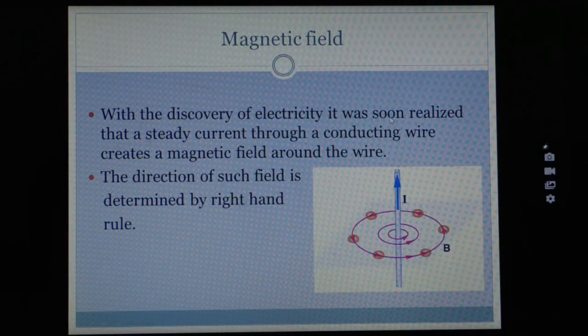With the discovery of electricity, it was soon realized that a steady current through a conducting wire creates a magnetic field around the wire. You can see here in the given figure, here is a current carrying wire, and the blue arrow shows the direction of flow of current through this wire, that is directed upward. And this is a region around the current carrying wire. Right? So the region all around the current carrying wire consists of magnetic field.